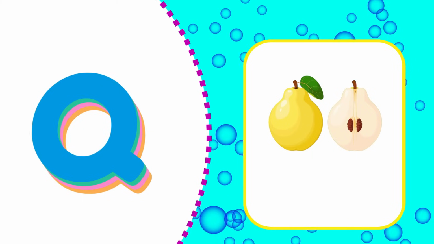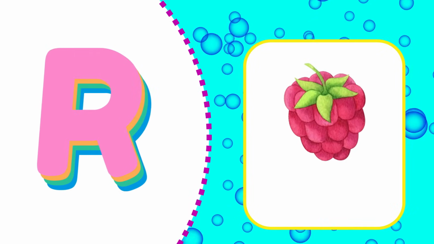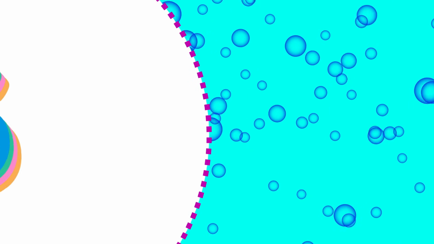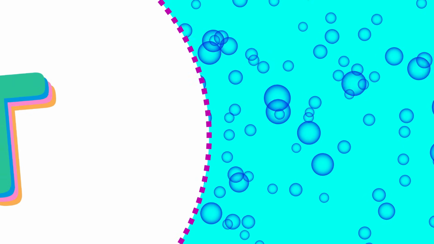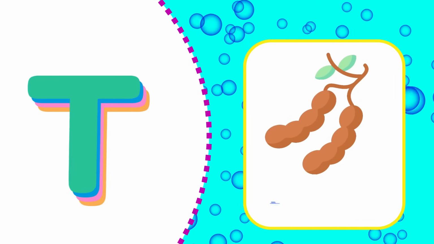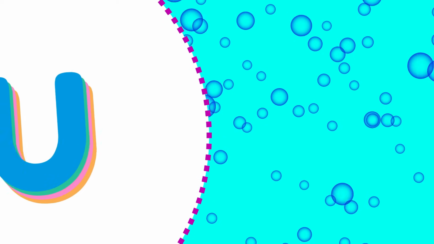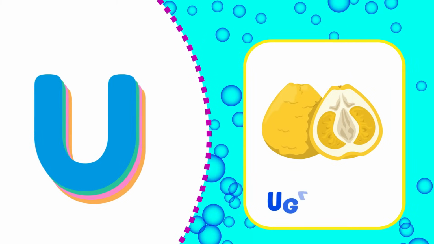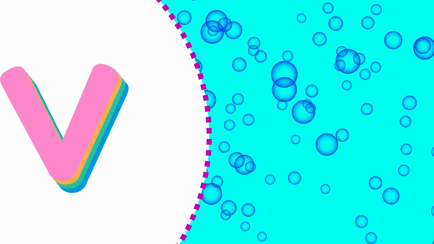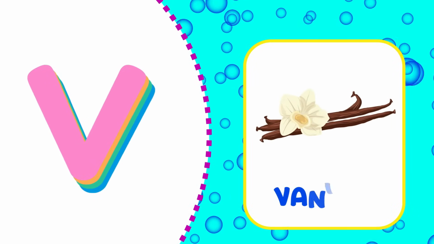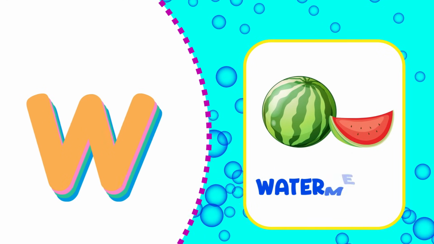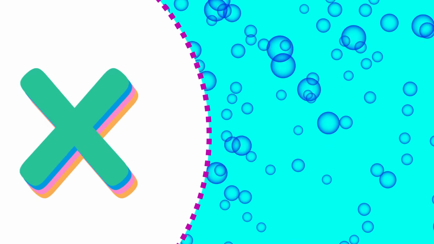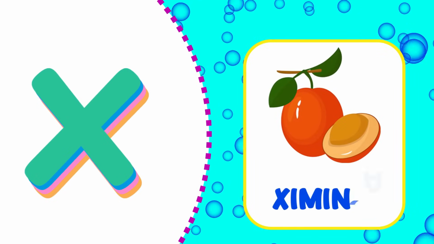Q is for quince. R is for raspberry. S is for strawberry. T is for tamarind. U is for apple fruit. V is for vanilla. W is for watermelon. X is for zinnia.